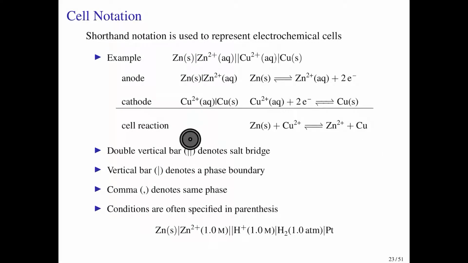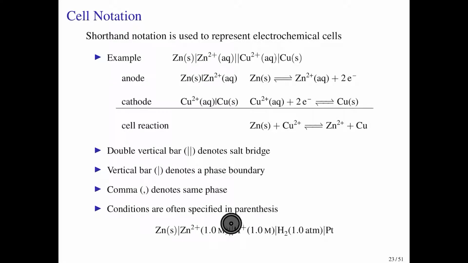So again, double bar indicates a salt bridge, a single vertical bar indicates a phase boundary. In some cases, you'll see a comma is used. That's where the components of a given electrode are in the same phase. And we'll see some examples of that.